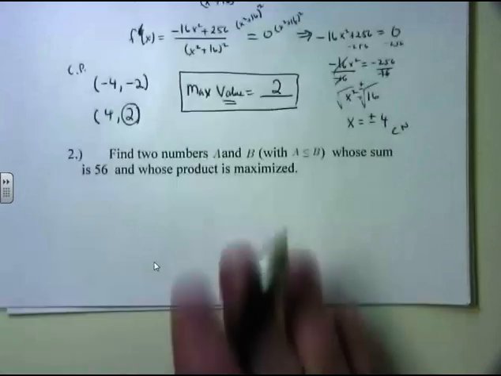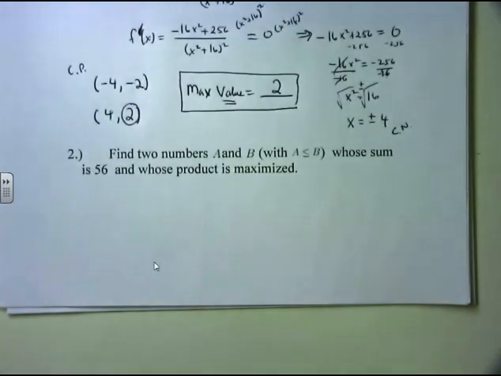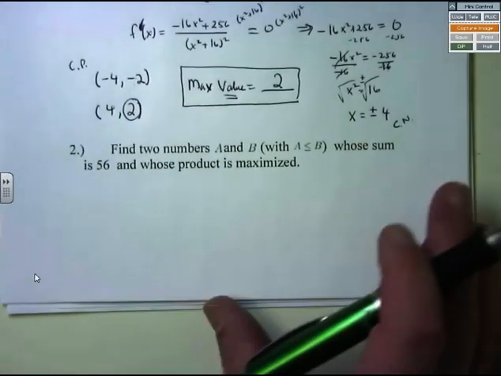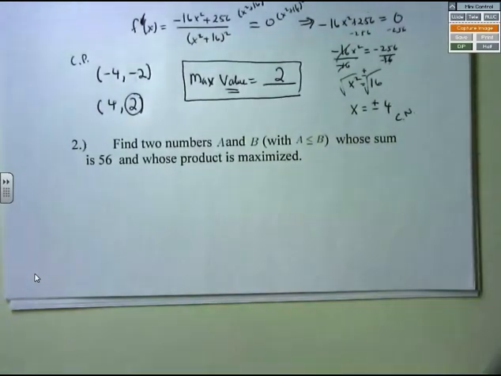So let's take a look at this particular problem here and see if we can answer this one. Find two numbers, a and b, with a less than or equal to b, setting you guys up for web work, whose sum is 56 and whose product is to be maximized. Well, this is the beginning of your word problem, so I'm going to go through my steps here.